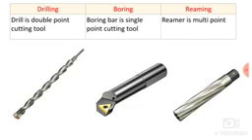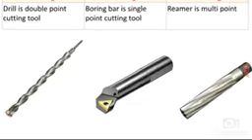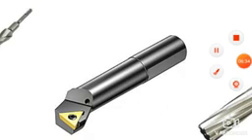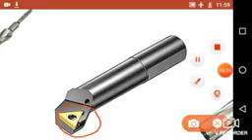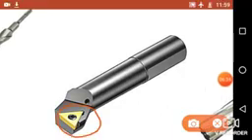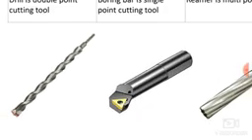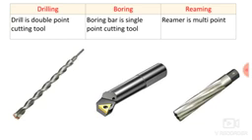Then the boring. Boring bar is a single point cutting tool. Here you can see the boring bar, and at the end of this boring bar the cutting insert is fixed with the help of a screw, and the cutting action takes place with the help of these pointed ends, these three pointed ends. This is a triangular insert, which is attached firmly to the boring bar with the help of a screw, and the cutting action takes place with the help of these three cutting edges. That means the boring bar uses a single point cutting tool for removing the material.